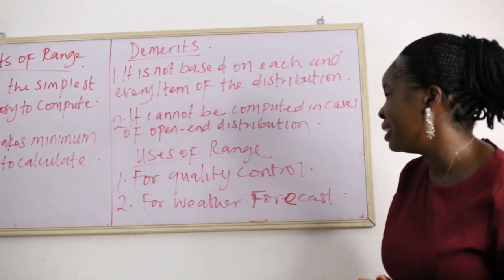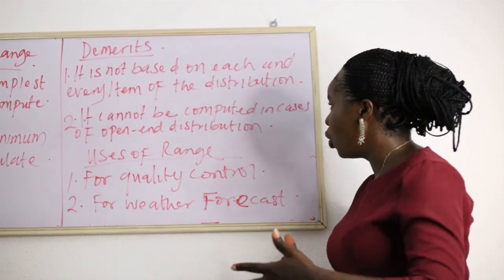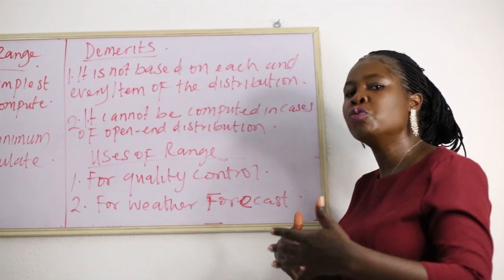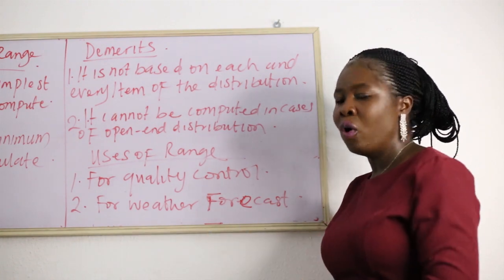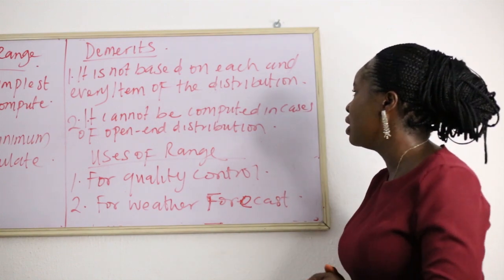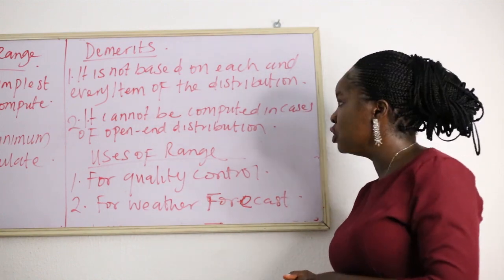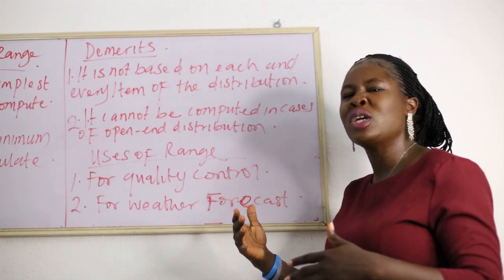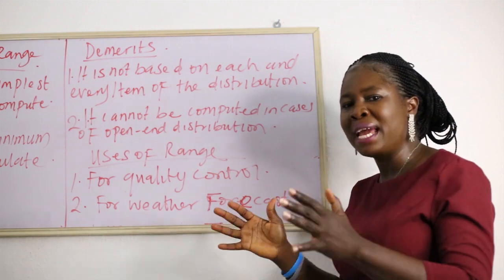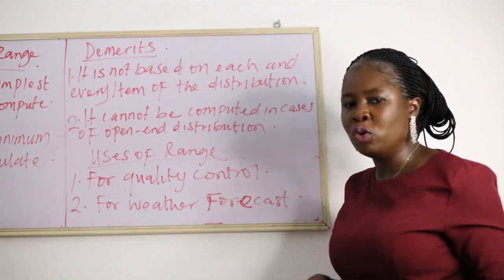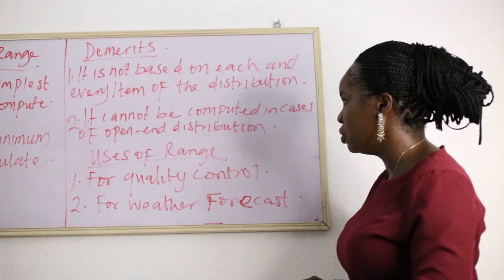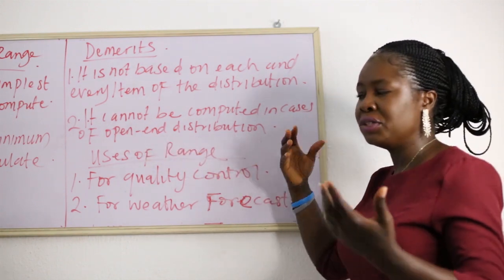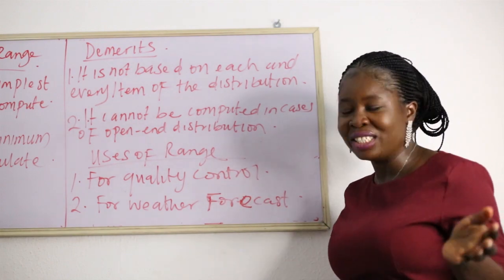One of the demerits is that it is not based on every item of the distribution, and one of the rules of variation is that it should be based on every item of the distribution. Don't forget, I said before they are called positional measures because they depend on one particular value or the other in the distribution. Then another demerit is it cannot be computed in cases of open-end distribution. Then what are the uses of range?